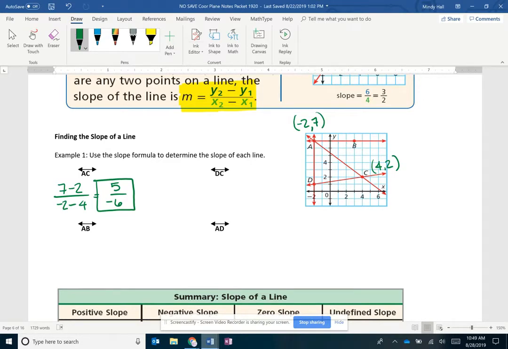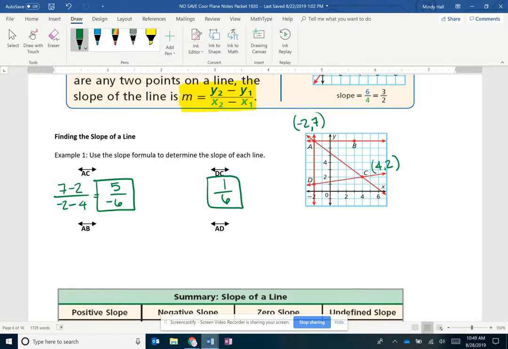So if I wanted DC, I'm actually going to count DC. DC has a rise of 1 and a run of 1, 2, 3, 4, 5, 6. So my slope for DC would be 1 over 6, or you can do the actual slope formula if you want.